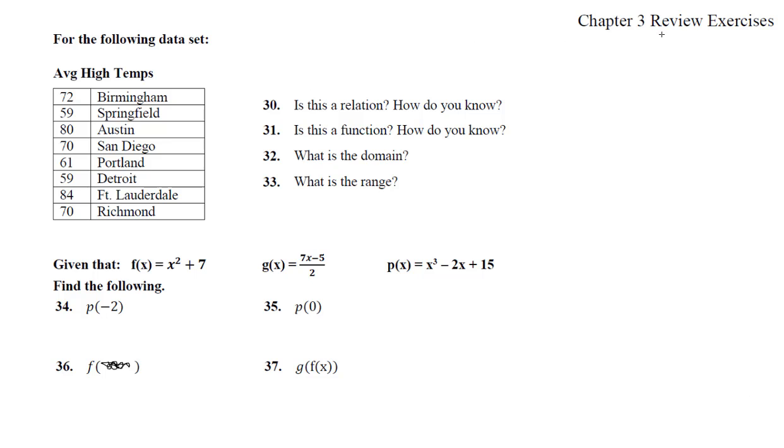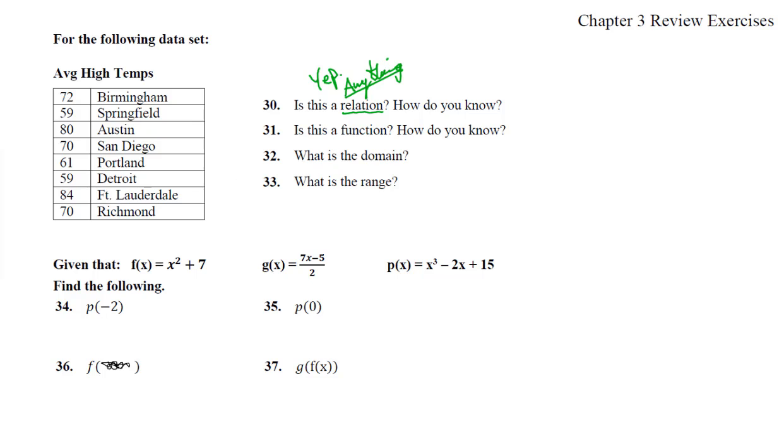Here we are in Chapter 3 review exercises numbers 30 through 37. For the following data set, is this a relation? Well, what is a relation? Anything. So the question is, is this a relation? Yep. Why? Because it is anything that relates two sets of data. Lists of cities and temperatures, it is a relation, check. Yep, anything that relates, it is.